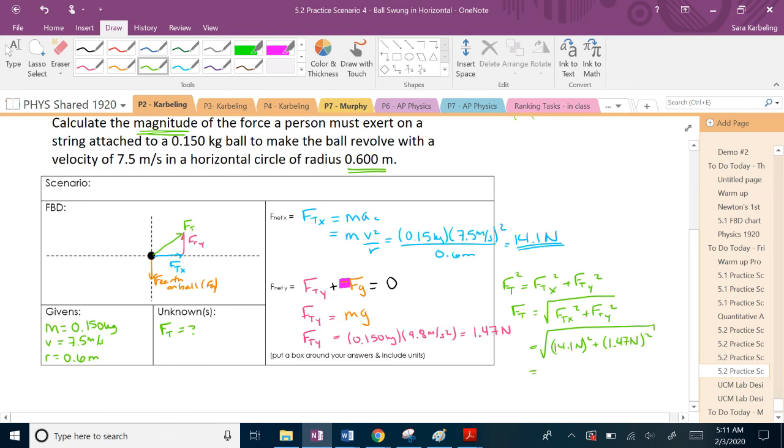Go ahead and plug that into your calculator. Take the square root of 14.1 squared plus 1.47 squared. Again, square root it, and I got 14.2 newtons. So you can see from that that it's really close to the tension in the x direction, but it's not quite the same.